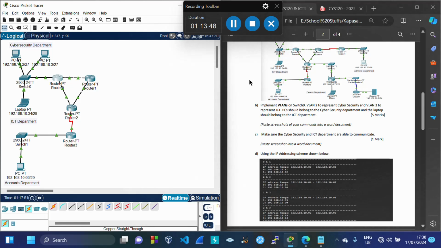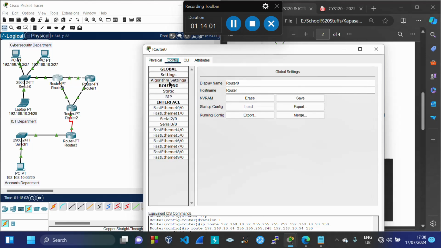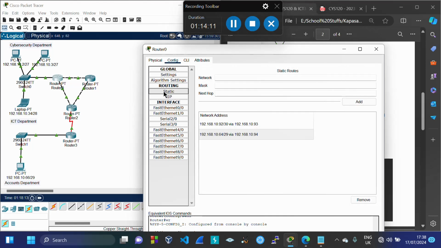Now if we didn't want to configure static in router 0 using commands, we simply click on router 0. Then under Config, it says Routing. There are two types: static, which is version 1, and RIP, which is dynamic, version 2. We are talking about static, so click on static. Then here we can simply add our opposite network, its mask, and where we are passing, which is the next hop. Then we add, and we come up with this. So that's what you can do if you don't want to use commands.